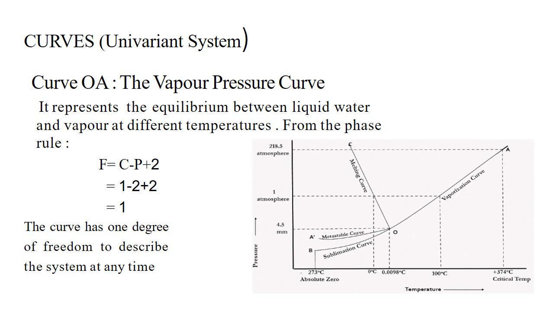Now we will discuss the various curves of the univariant system, I mean the one component system. Why is the system called univariant? Because the number of degrees of freedom will be 1. If the number of degrees of freedom is 2, then the system will be called bivariant.